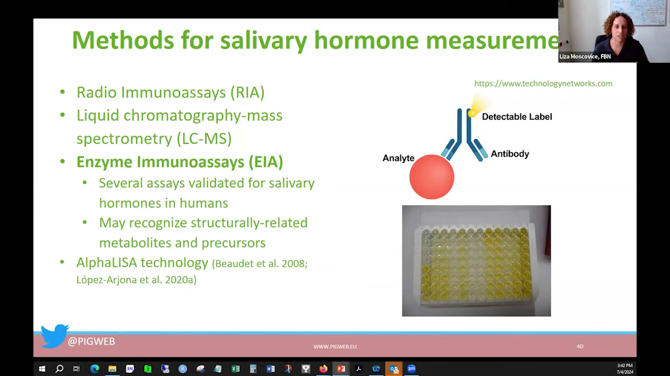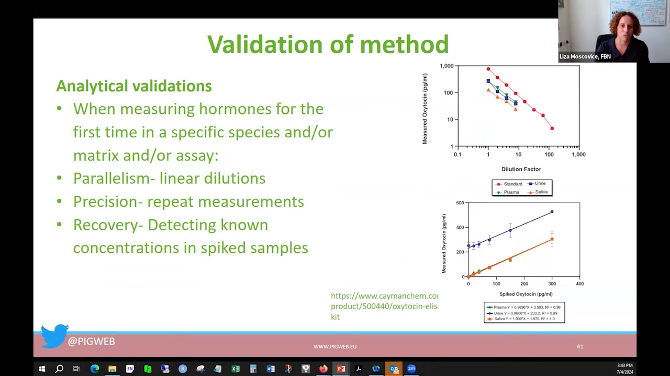And that can happen with different methods, but it also makes it confusing to figure out what are actually biologically relevant concentrations of oxytocin in animals. So it's an interesting technology. I think we should keep an eye on it and think about it as well.